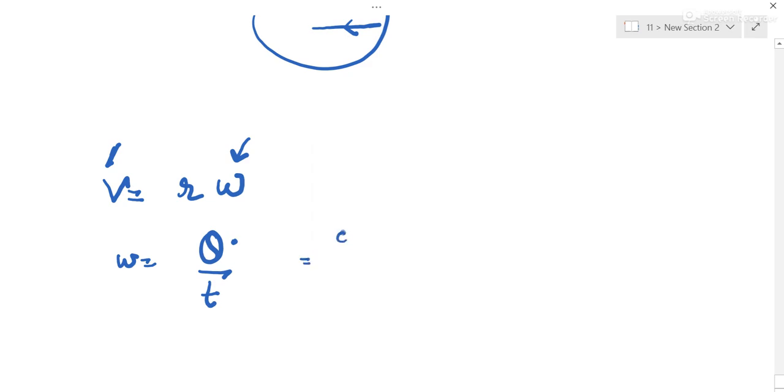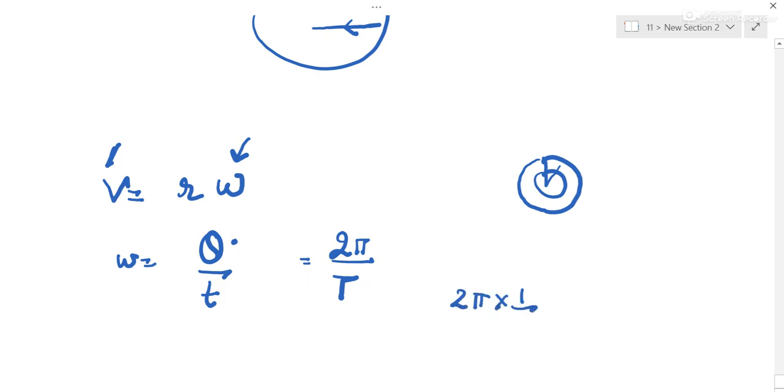So what we have to memorize is that v is equal to r omega. This I have used. This is the relation between linear velocity and angular velocity. And angular velocity is theta by time. And theta in one full revolution is 2 pi, 360 degree, for example this is 30 degree, but for a full revolution it is 2 pi, and the time taken is time period. Now this can be written as 2 pi into 1 by T, and 1 by T is frequency. Okay, and what was the formula of frequency? Number of revolutions will come first.